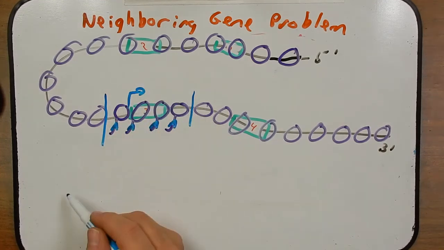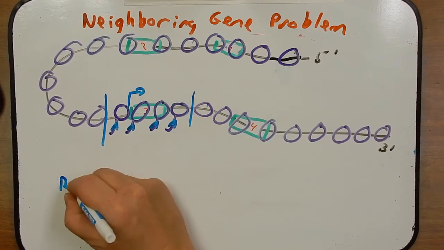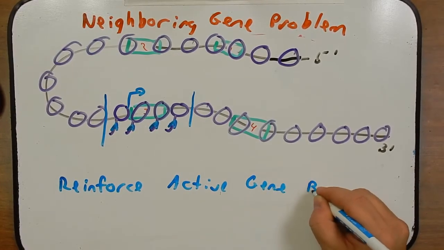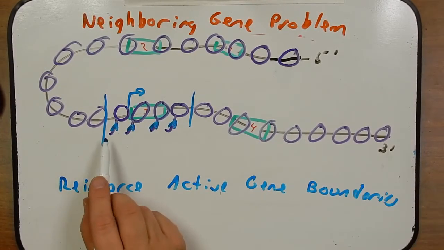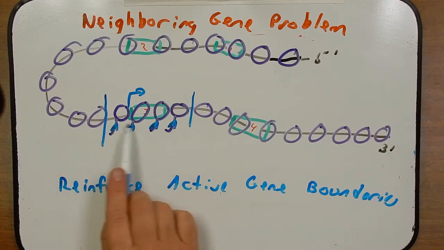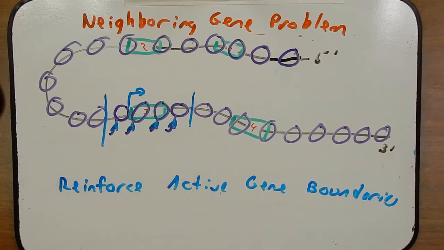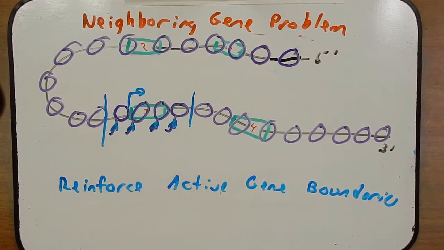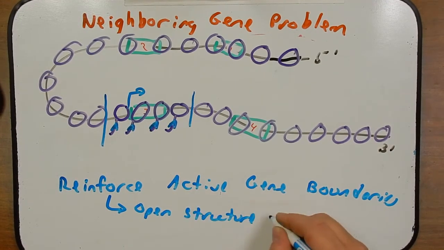it would prevent transcription. So the cell needs a way to reinforce active gene boundaries. Some way to say, almost like to build a structure here saying this is expressed, the rest of you don't bug this area here. How does the chromatin do that? How does it reinforce this area of activity, making sure it remains open? So we could also say it that way, reinforces open structure of chromatin.